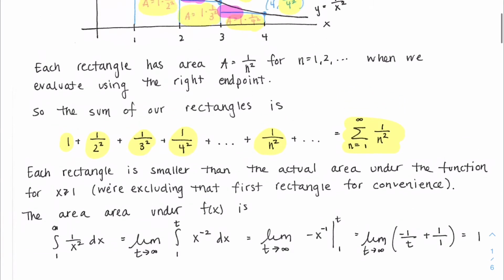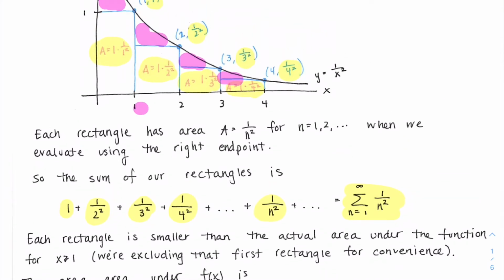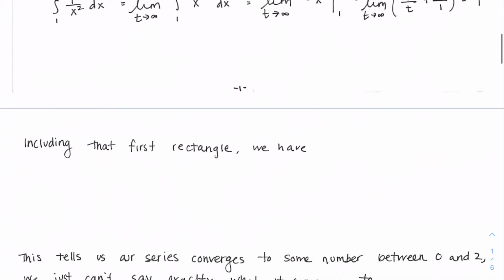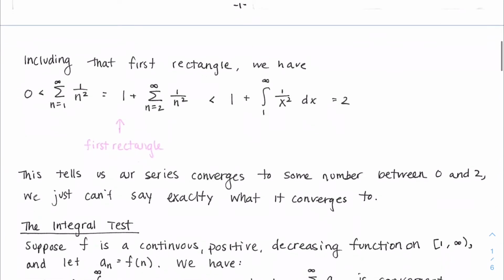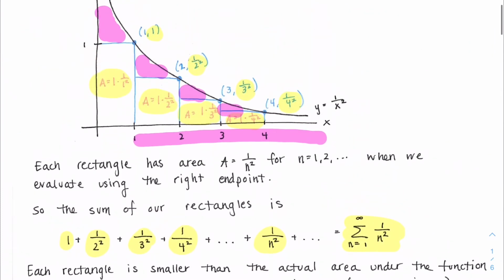And using our techniques from section 7.8, we could see that this integral is going to be equal to 1. So the area under the curve from 1 onward is 1. So, including that first rectangle now, our series is smaller than the integral. So the sum of our series is, let's pull off that first value because of this problematic one right here.